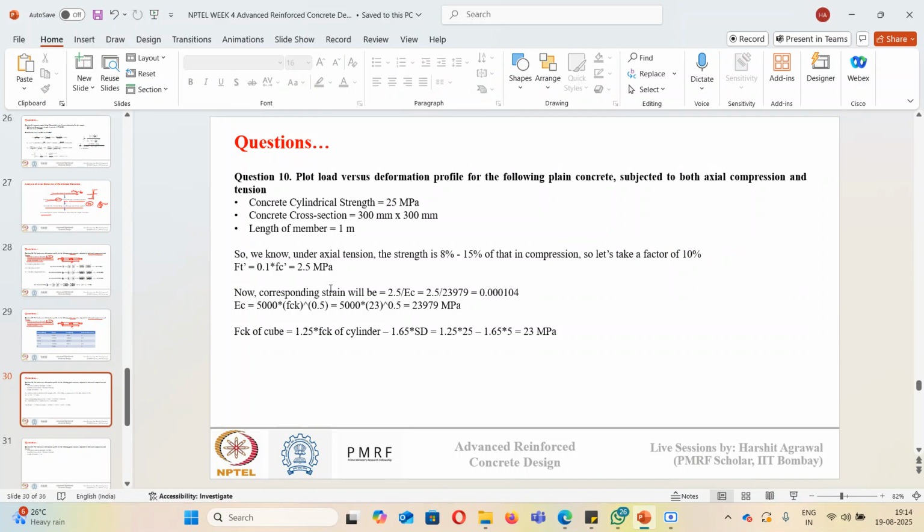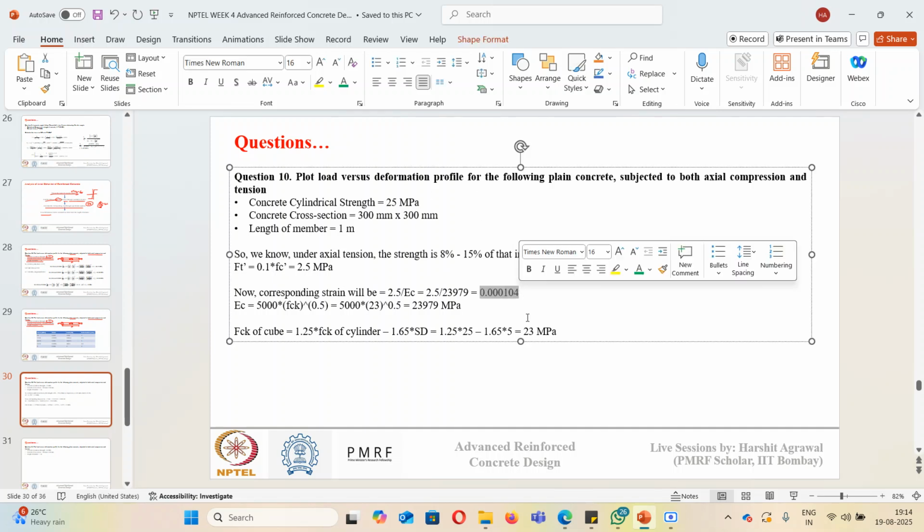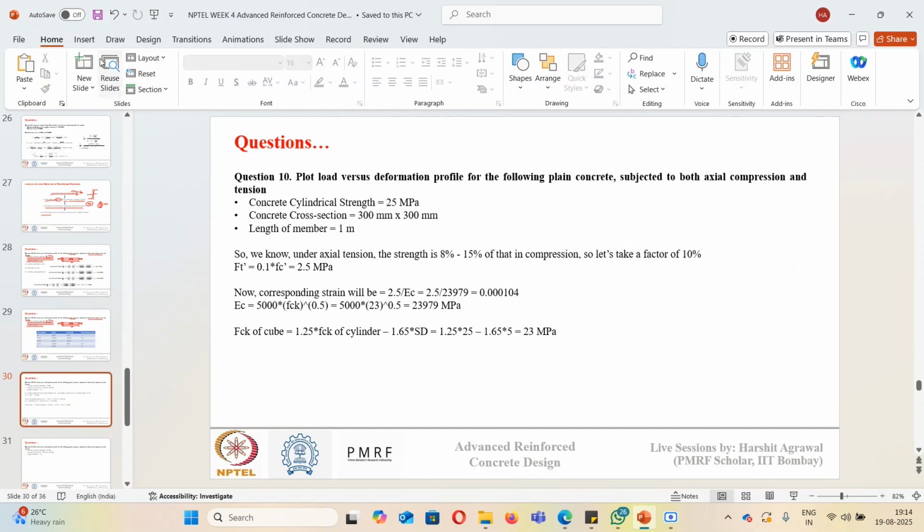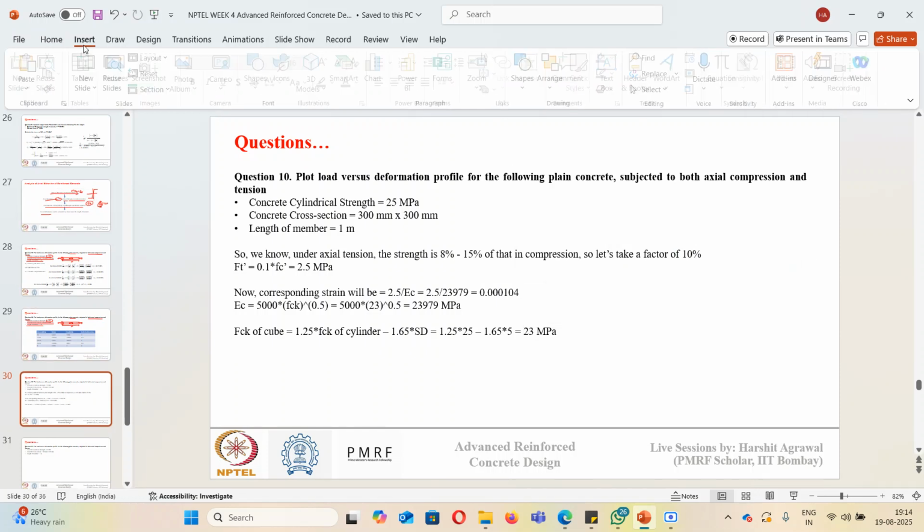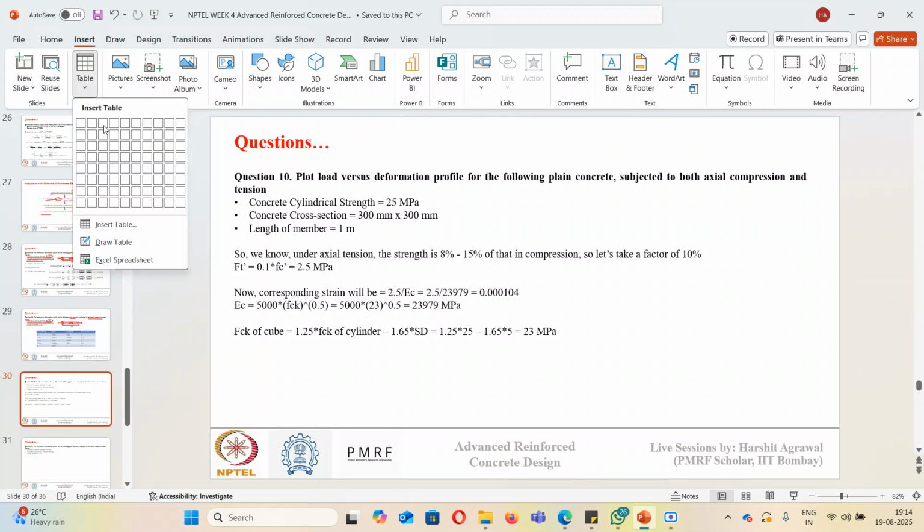So we know the strain and we know the stress value, and this is a linear profile that we have seen. After this peak strain there is a sudden drop in strength, so we need to take only this point as enough for us. So what we'll do, we'll again insert a table to calculate the load versus deformation for this.